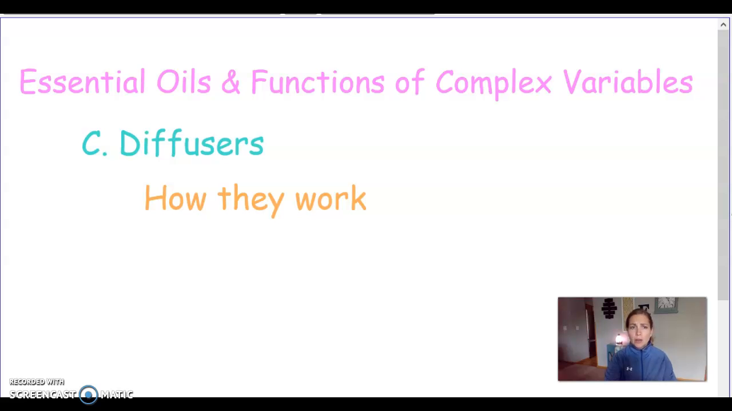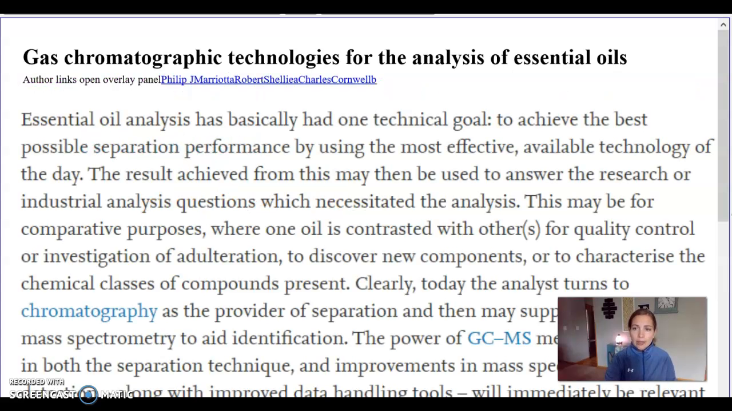Okay, so what I then ended up looking into is some more about essential oils. What I found was that essential oil analysis has basically led to one technical goal: to achieve the best possible separation performance by using the most effective available technology of the day. So all these essential oil companies want their oils to be the best.